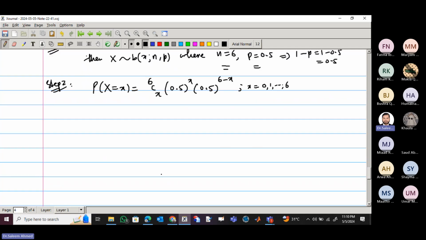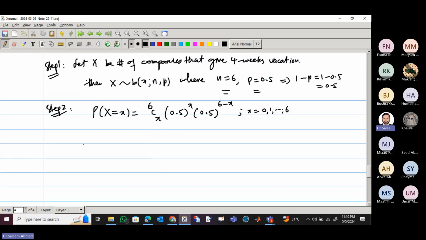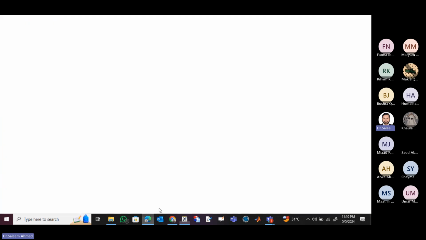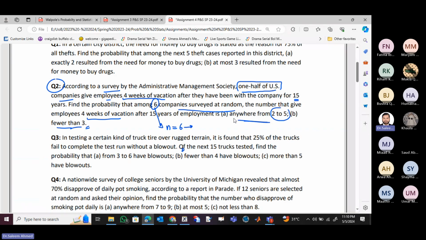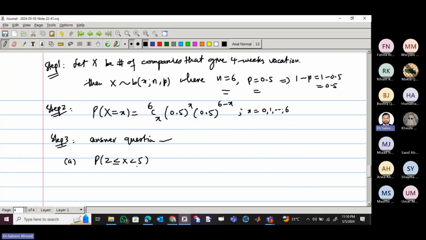Now you can answer questions. So step 3 is now you can answer questions. Put X, right? So now answer whatever they are asking. The first part was, what is the probability that anywhere from 2 to 5 give you 4 weeks of vacation? Anywhere from 2 to 5 means 2 and 5 are included. So 2, 3, 4, 5.